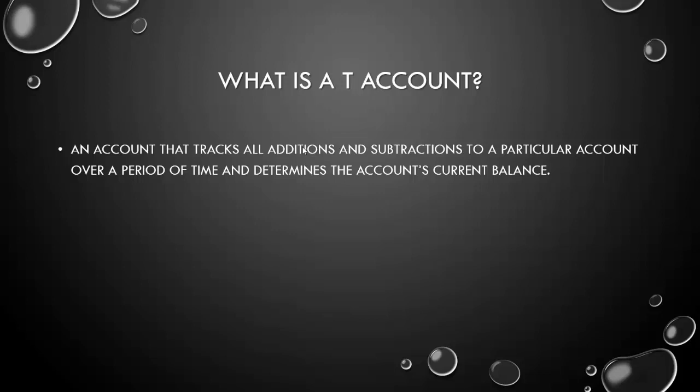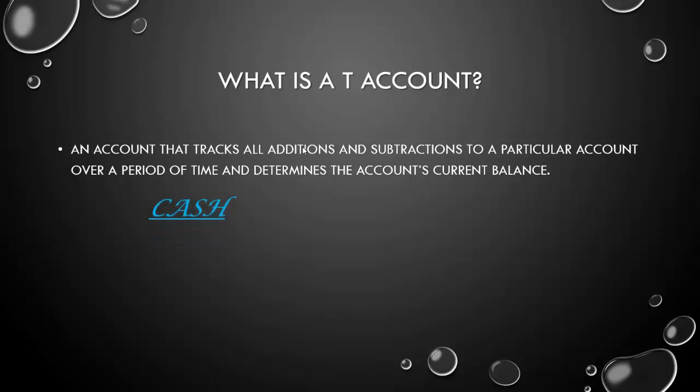So each unique aspect, each item of your business is going to have its own account, and that is the T. And in that T, you are going to track all the things that happen within that particular account during the period, and then find out at the bottom what the current balance of that account is.